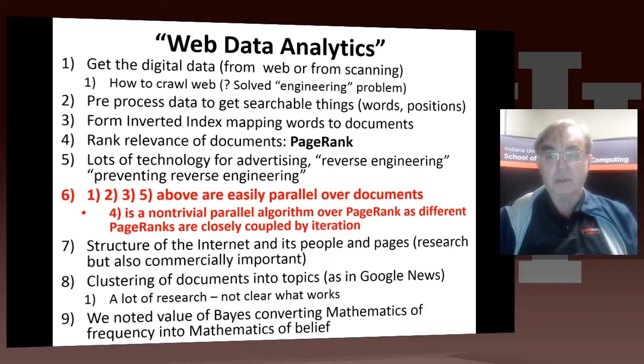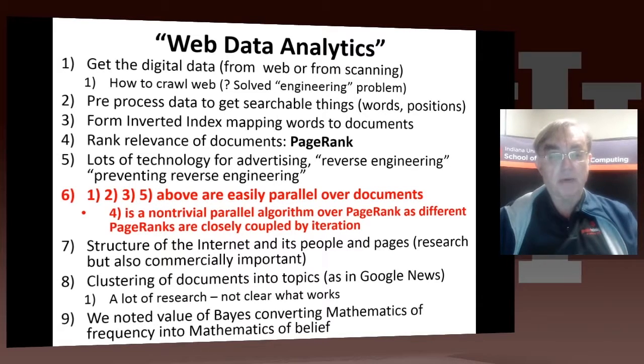After getting the web data, wherever it's from, we have to pre-process it to get searchable things. These are the so-called terms, which are basically process words and possibly the positions of the word in the document, so you can search for phrases effectively. Then we'll have to form the inverted index, which we'll discuss a bit more this time. And the inverted index maps words to documents.